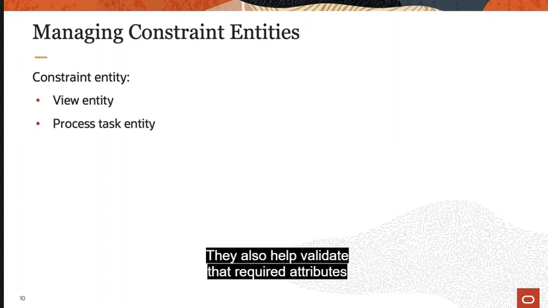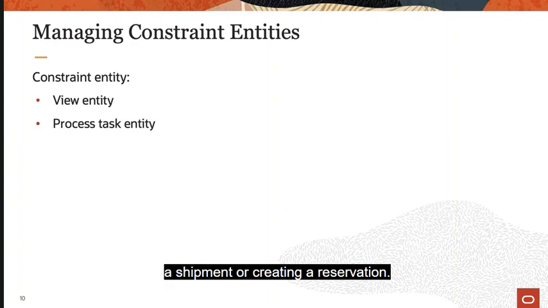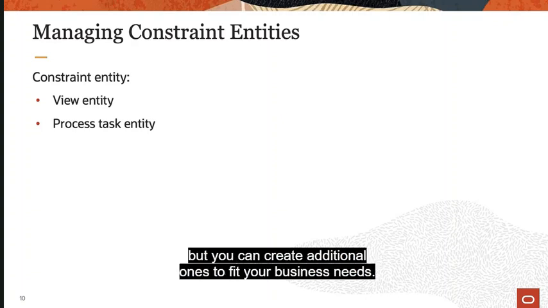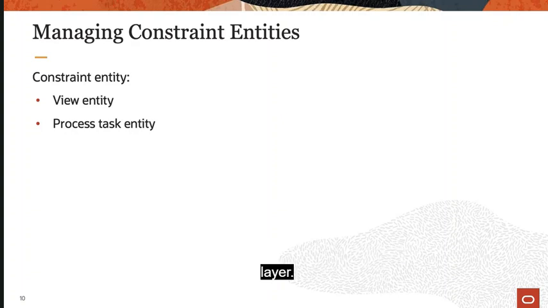They also help validate that required attributes are present for fulfillment requests, like when creating or updating a shipment or creating a reservation. Oracle gives you some predefined process task entities, but you can create additional ones to fit your business needs. For example, you might define a process task entity for the update shipping layer.